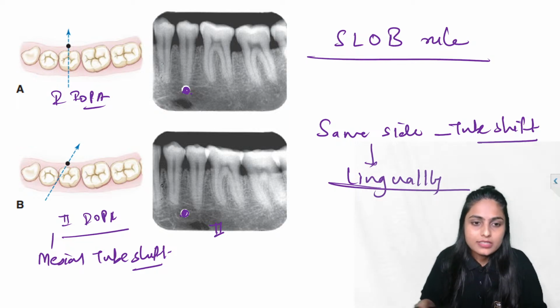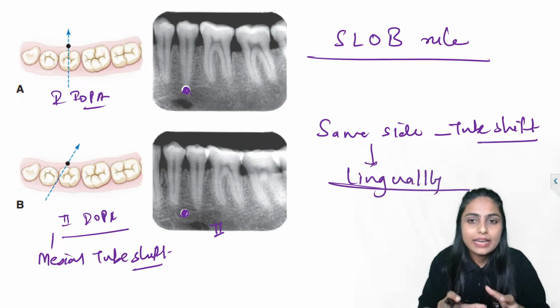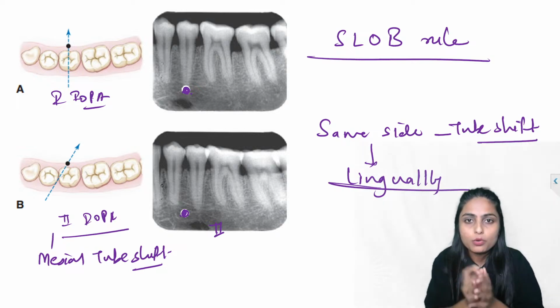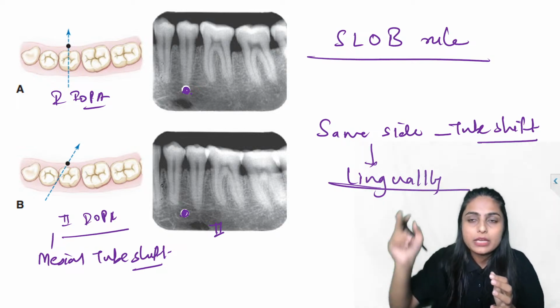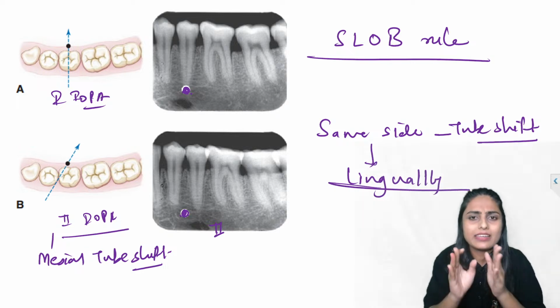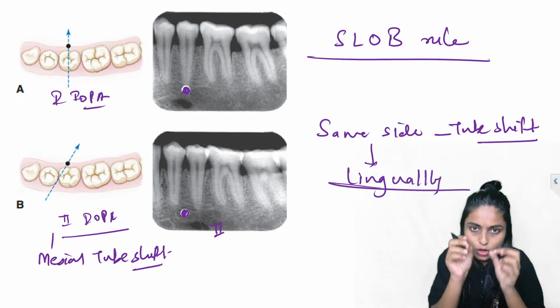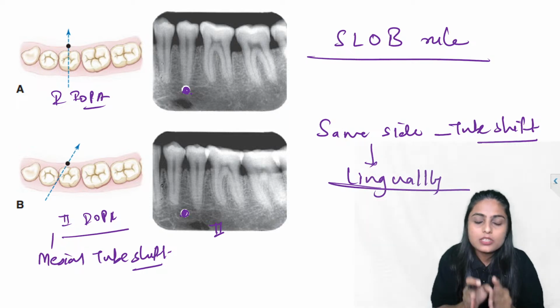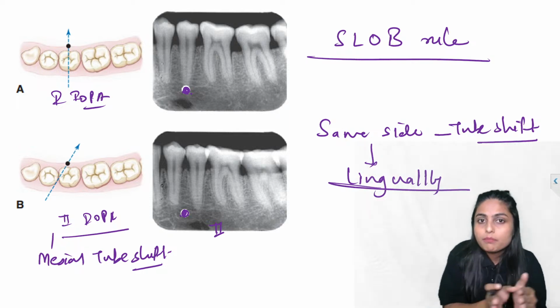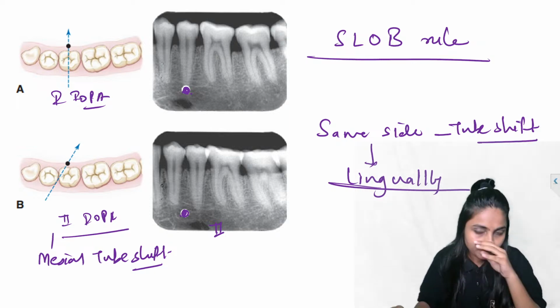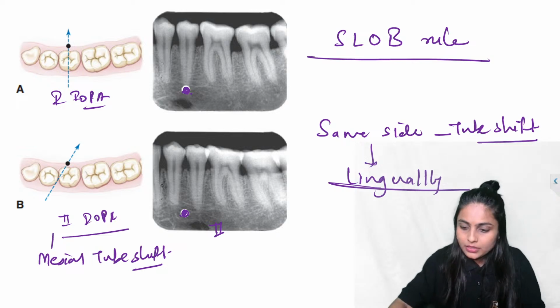SLOB rule, I hope this is clear. There are many questions based on the SLOB rule. They can give you roots of premolar and everything. Just apply this simple statement: if your object is lingual, that means your tube has moved to the mesial side, the same side. I hope this is clear.